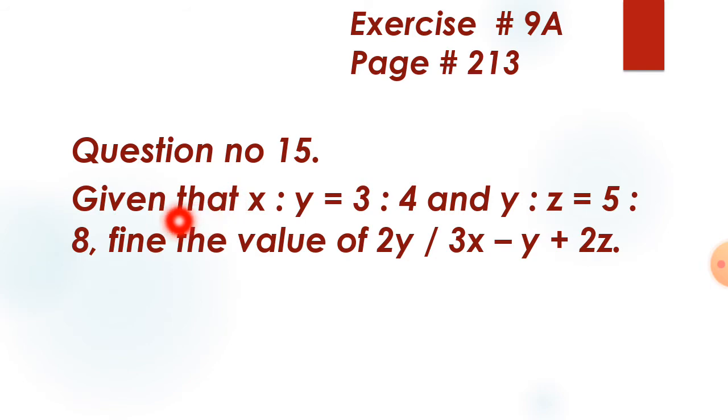Question number 15 is there. So there's 16, a misprint is there. Given that x ratio y is equal to 3/4 and y ratio z is equal to 5/8, find the values of x, y and z. x is having 3, y is having 4, and again y is having 5 value as well, and z is having 8. We just have to find the value of 2y divided by 3x minus y plus 2z. You can see the same question in your book, exercise 9A, page number 213.